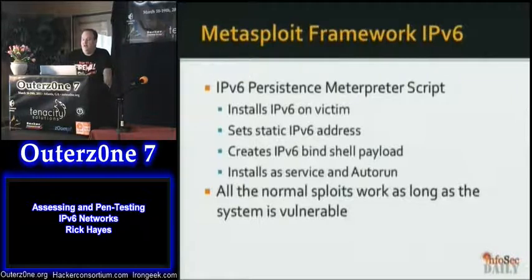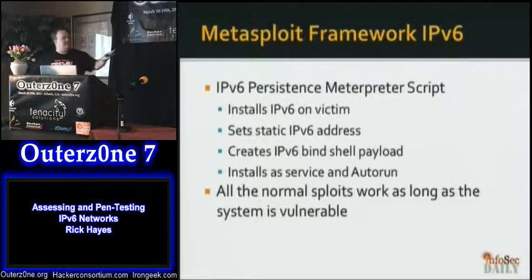But there are some other modules, and one of them just got checked in like four days ago, and this is vicious when you think about it. If you don't have V6 natively installed on your box, specifically Windows, it'll install it. It sets a static V6 address on it, then creates a bind shell payload, installs that as a service and sets it to auto run. Now, you know the address when you created it, so obviously what's it going to do? It's going to give you a portal back into that. That's pretty damn cool because most people would never even see that.